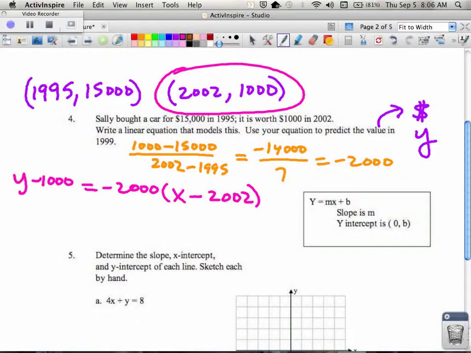So the big idea in the end here is that you need to know that the value of the car is $7,000 in 1999.